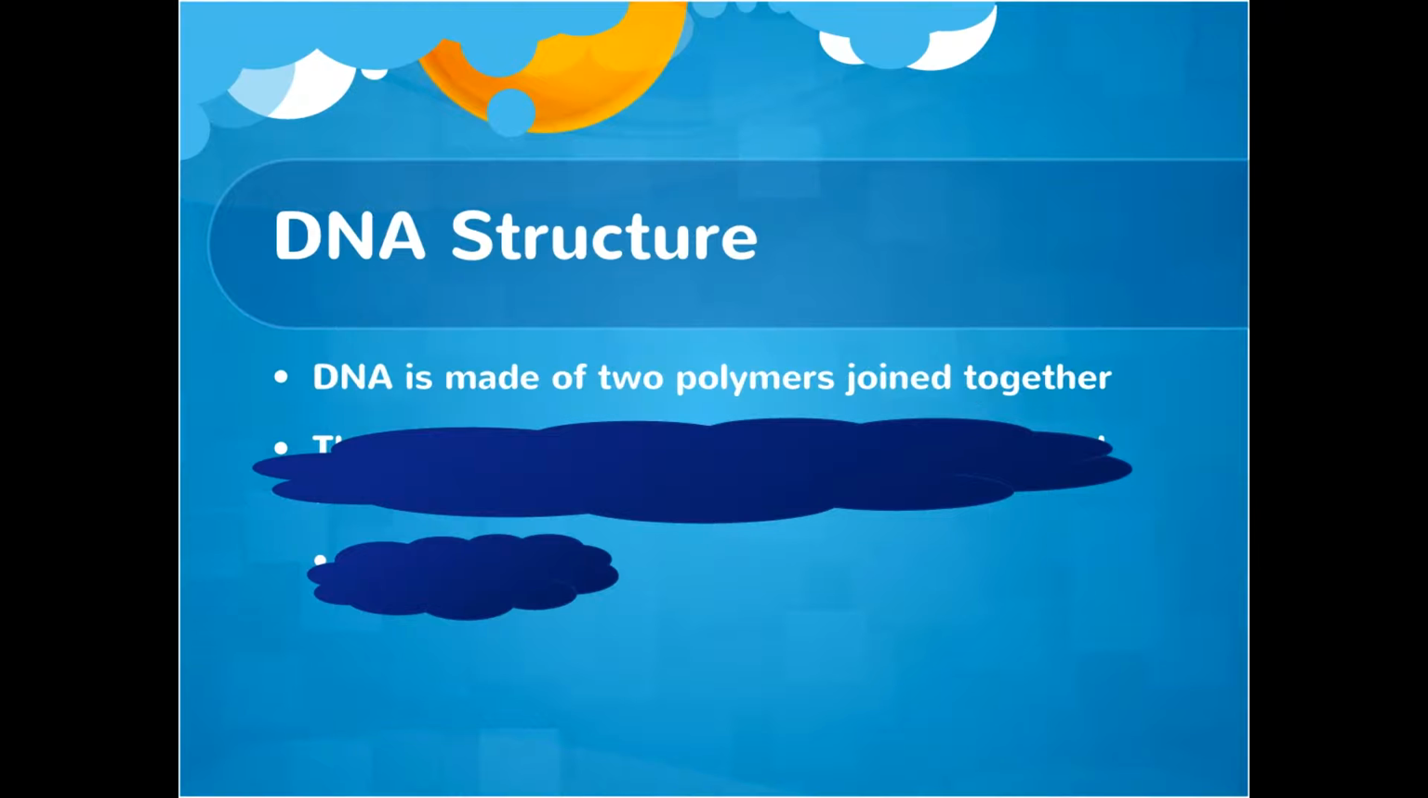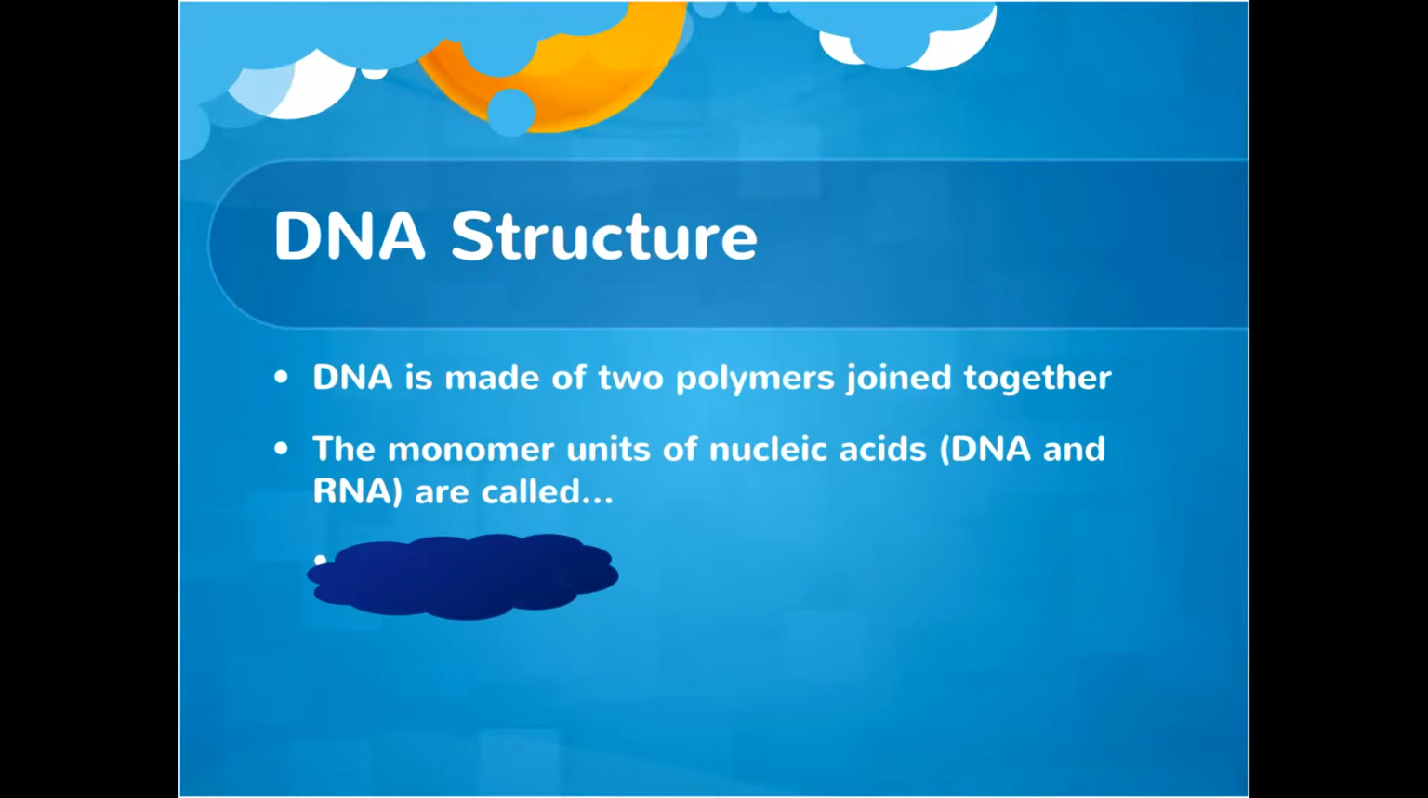So a little bit about the structure of DNA. DNA is actually two polymer molecules and they're joined together. You'll see how this works in a minute, but basically it's two chains of these repeating units and they're joined together in the middle. The monomer of these nucleic acids are called nucleotides.